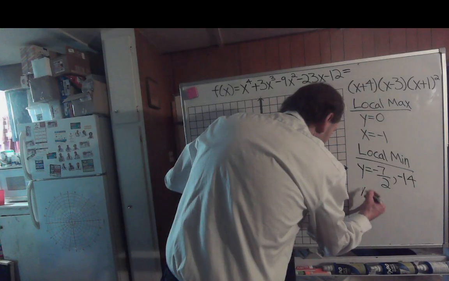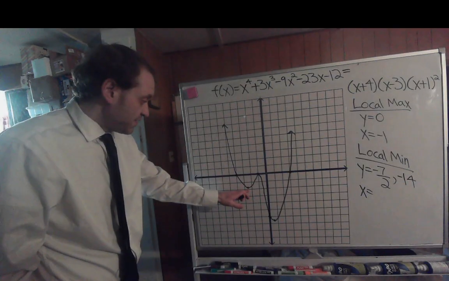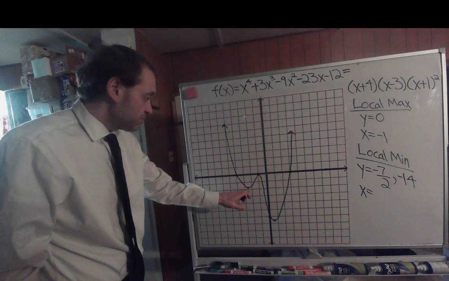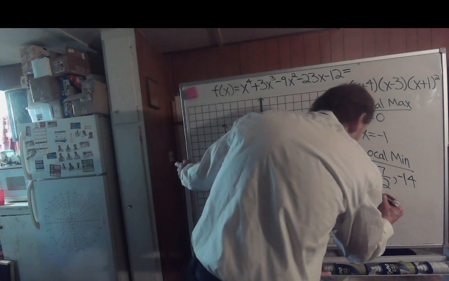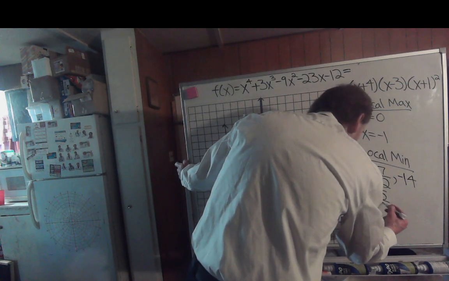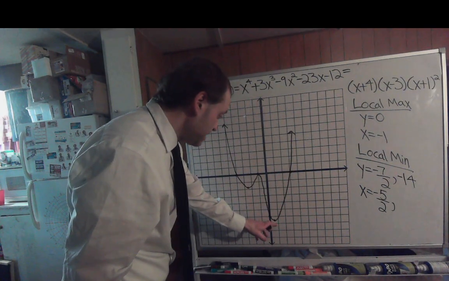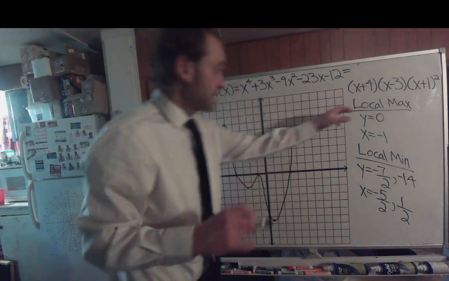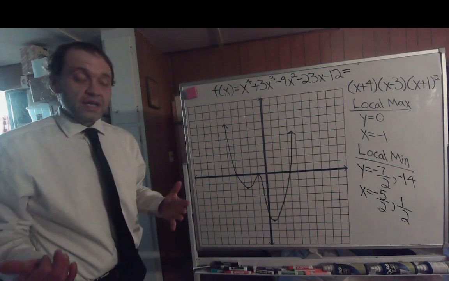Now the x values that would produce those results: for y equals -7/2, it's about -2.5, so that'd be -5/2. And then what produced the -14, that would be about +1/2. So those are your local max and local minimum values. And again, graphically, those are estimates.